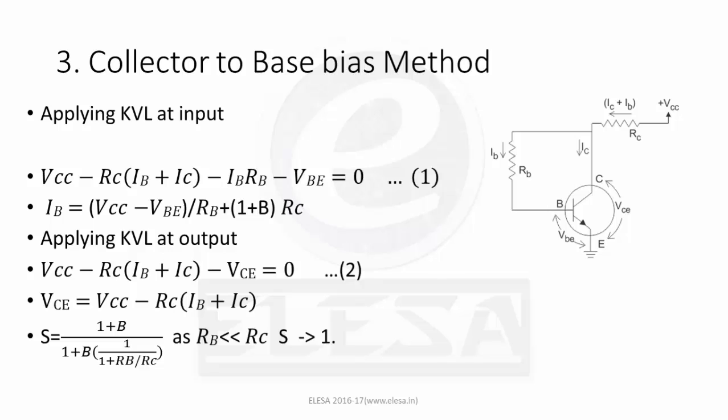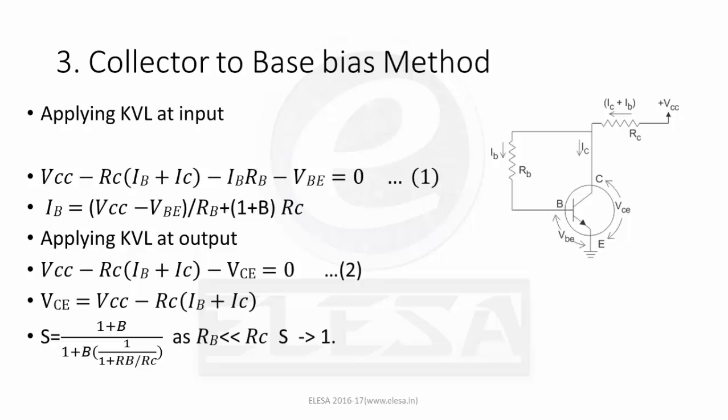In this method, one end of RB is connected to the base and the other end to the collector, as shown in the figure. Here the required base current is determined not by VCC but by the collector base voltage. It is clear that the collector to base voltage forward biases the base emitter junction, and hence base current IB flows through RB. Also, this configuration employs negative feedback to prevent thermal runaway and stabilize the operating point.